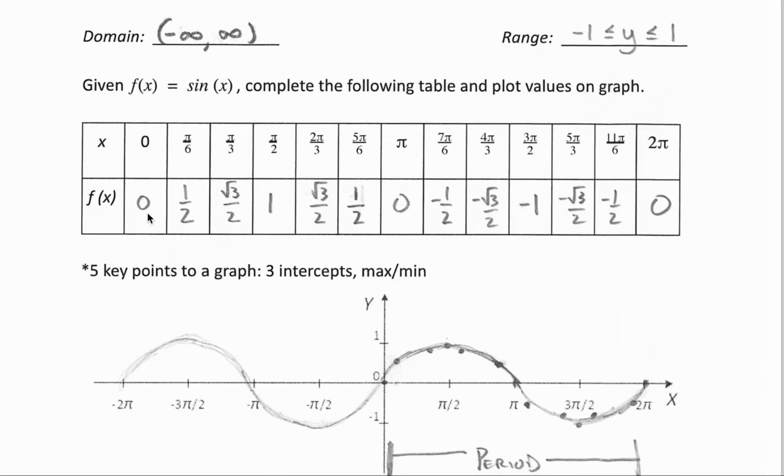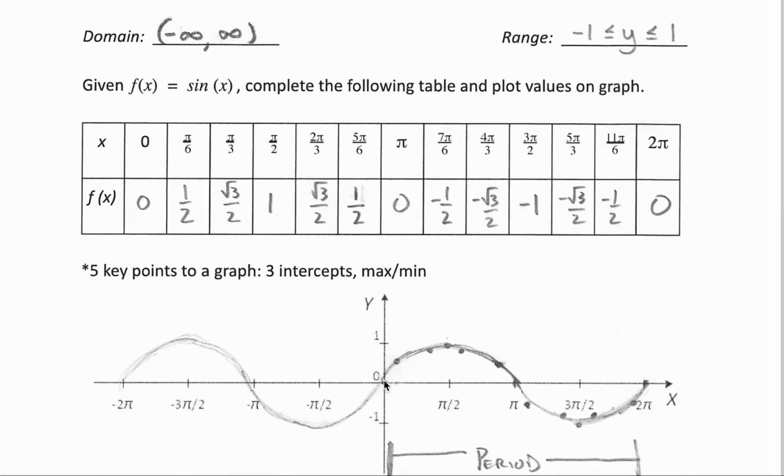The sine of 0 is 0. The sine of pi/6, that's the y coordinate for an angle at pi/6, that's 1/2. The y coordinate at an angle measuring pi/3 radians is the square root of 3/2. And at pi/2, that's straight up on the y-axis. That's going to be our maximum value of 1.